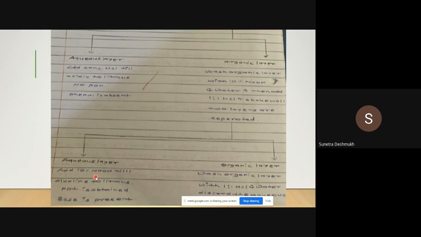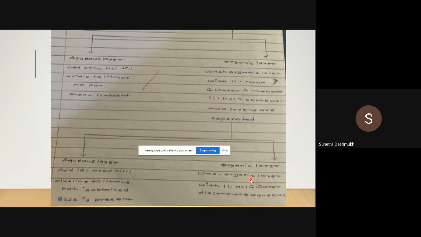We have to add 10% NaOH. This NaOH will break the NH3 plus salt form, and if your base is present, it will show precipitate formation. So here we got a precipitate, so our base is present. In this way you found that acid is present and base is present in this ether soluble component. Whatever two types remain that are ether soluble, you got here. As you have nothing more to do with the remaining organic layer, you can discard it.